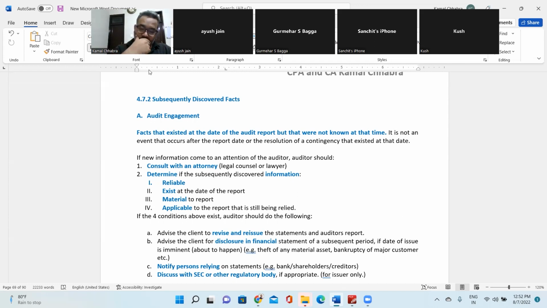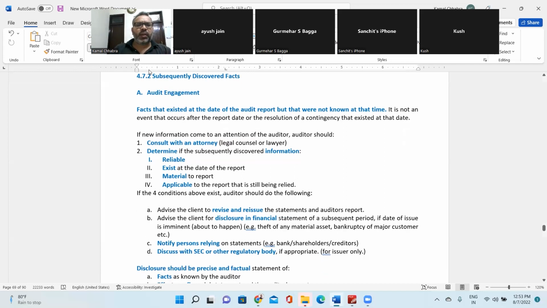Facts which were already there, but we discovered after the balance sheet. Yes, absolutely true. For example, some customer has already filed a litigation against the company before the balance sheet date, but neither the company informed us nor did we get to know before the year end. After the year end, we got to know that the customer has taken the claim to a higher level of authority for the litigation matter, and the claim is now serious. So that is called a subsequently discovered fact.